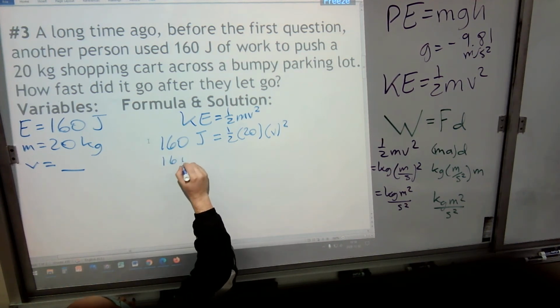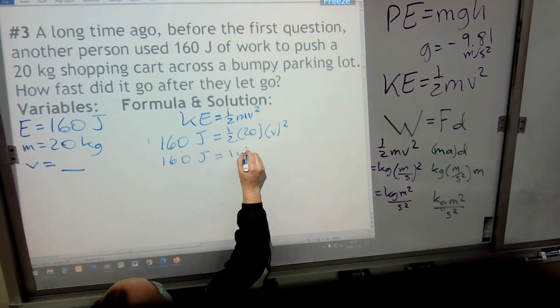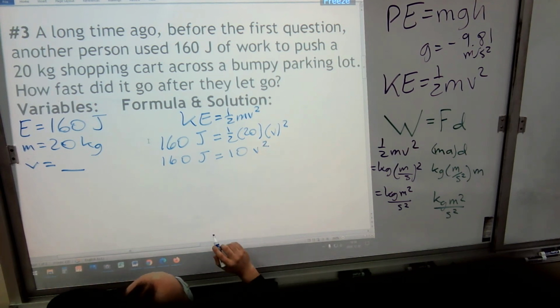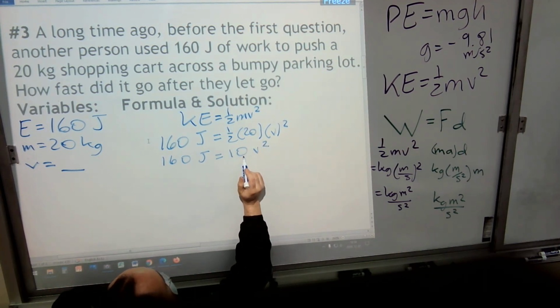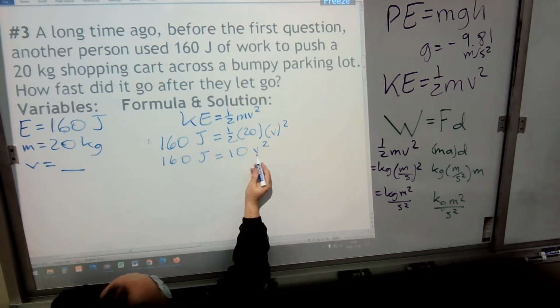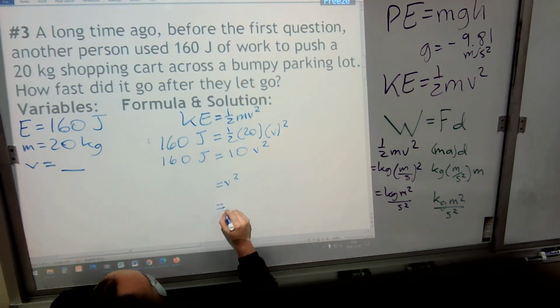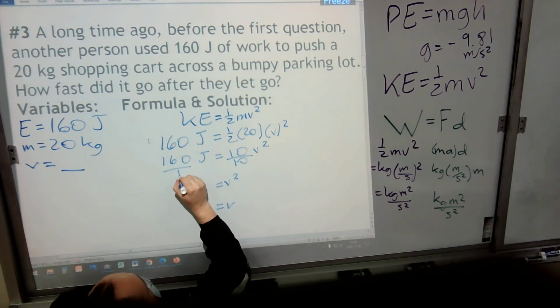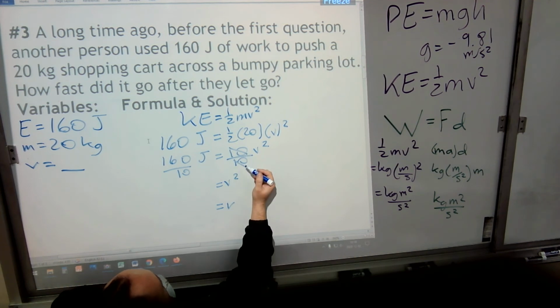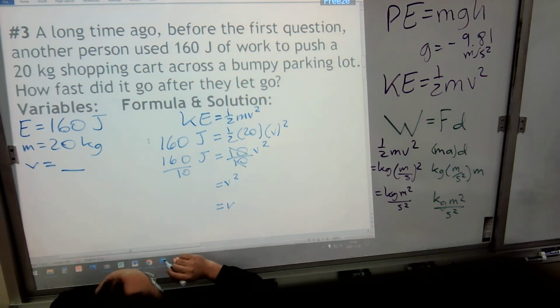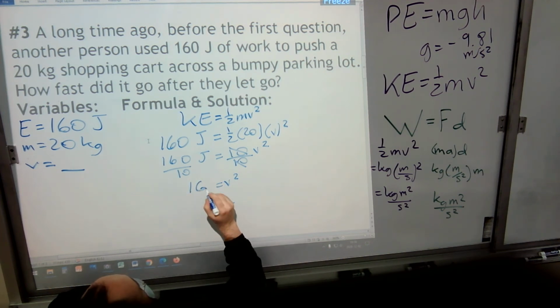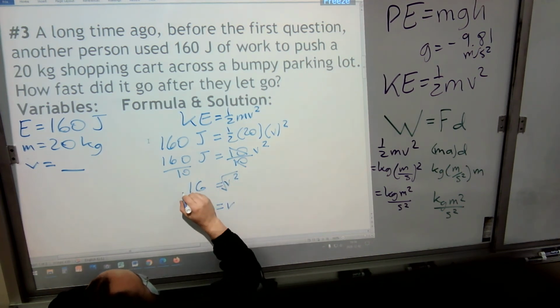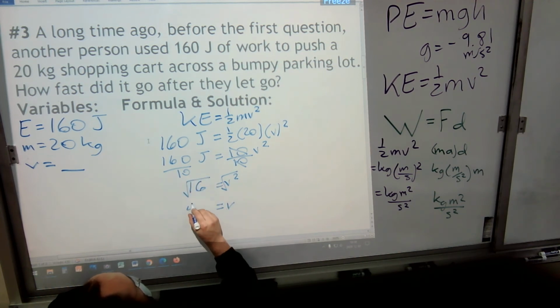I tried to make these where you don't have to use a calculator if you don't want to. So I just simplified it. 1/2 times 20 is 10, and that's the only thing I changed. Now I wanted to say equals V squared, and then I wanted to say equals V. So I need to divide both sides by 10 since it says V squared times 10. That cancels because 10 over 10 is 1, and I'm not going to write 1 V squared, that'd be silly. 160 divided by 10 is 16. And the square root of V squared is V. Square root of 16, I already know what that is, 4. So you don't have to use a calculator, but you can.